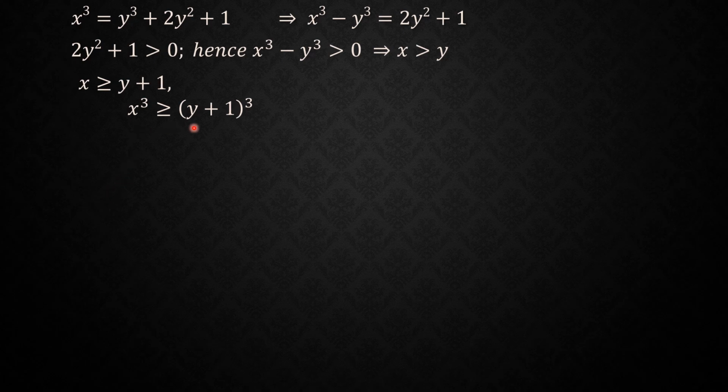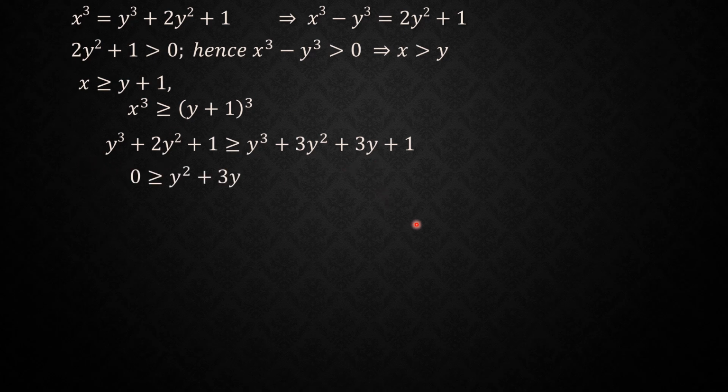Now we can expand (y plus 1) whole cubed, and instead of writing x cubed, we can write x cubed as y cubed plus 2y squared plus 1. We get y cubed plus 2y squared plus 1 is greater than or equal to y cubed plus 3y squared plus 3y plus 1. Now we move the entire left hand side towards the right hand side and subtract. So we get 0 is greater than or equal to y squared plus 3y. Now we move 3y towards the left hand side. So we get minus 3y is greater than or equal to y squared.